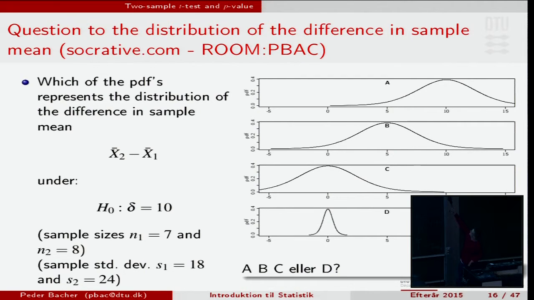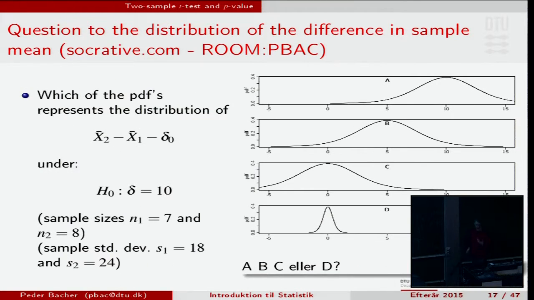The point is that the answer is, well, I state now that given the world is such that this difference is equal to 10, then it cannot be this distribution which is centered around 0. These two were centered around 0. And B is centered around 5, so that's not the case. And as most correctly answered, it is the distribution in the upper plot, because it's centered around 10. So given that the null hypothesis is true, this difference would be distributed like this when we fix these values.